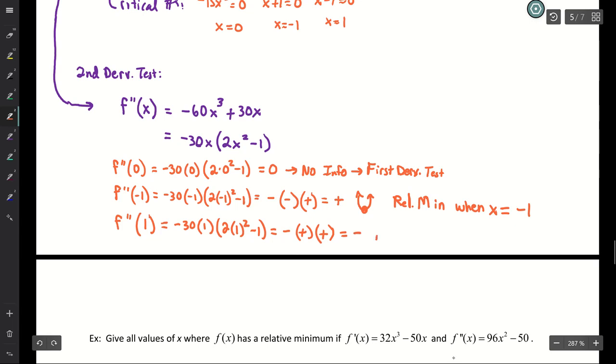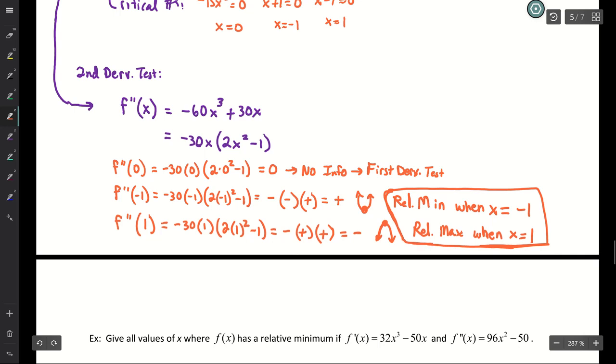That means we're concave downward at this critical number, which means it's going to yield a relative maximum. So we'll say here we have a relative max when x is equal to positive 1. All right, so far we have this information that we want to box in, but we have one other piece we don't know about, and that is what happens at x equals 0.